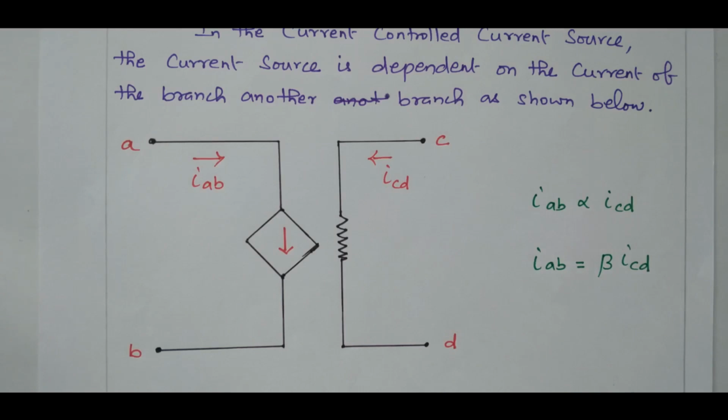So in this video, we discussed the energy sources. Basically two types: direct source and alternating source. Then dependent and independent voltage and current sources. In dependent sources, again there are four types: voltage controlled voltage source, voltage controlled current source, current controlled current source, and current controlled voltage source. These types we have discussed.